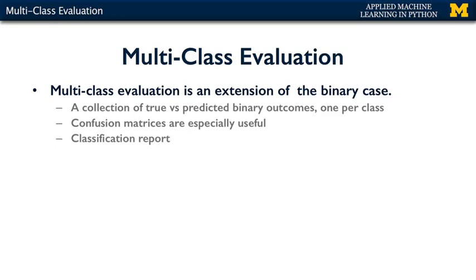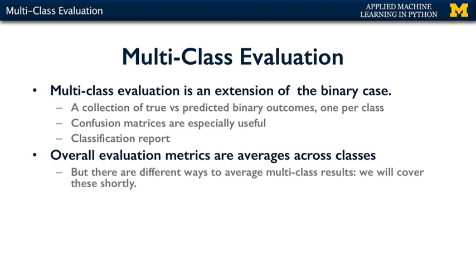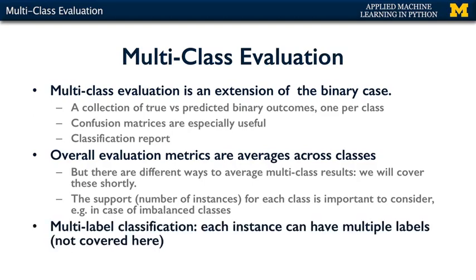Now, the one area which is worth a little more examination is how averaging across classes takes place. There are different ways to average multi-class results that we'll cover shortly. The support, the number of instances for each class, is important to consider. So just as we were interested in how to handle imbalanced classes in the binary case, it's important, as you will see, to consider a similar issue of how the support for classes might vary to a large or small extent across multiple classes.